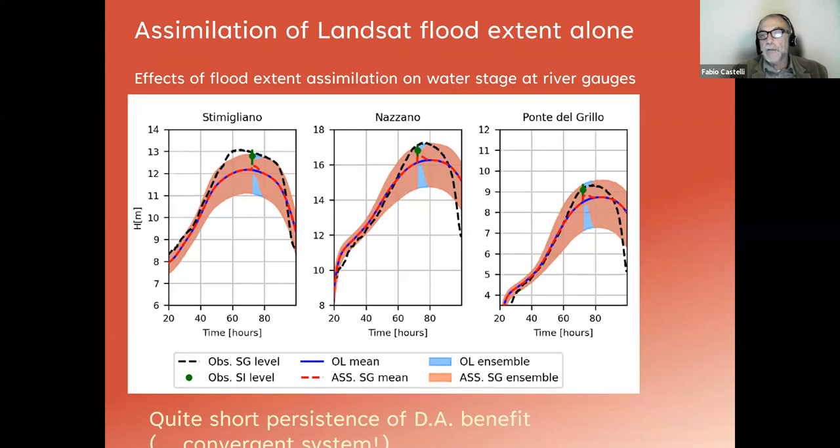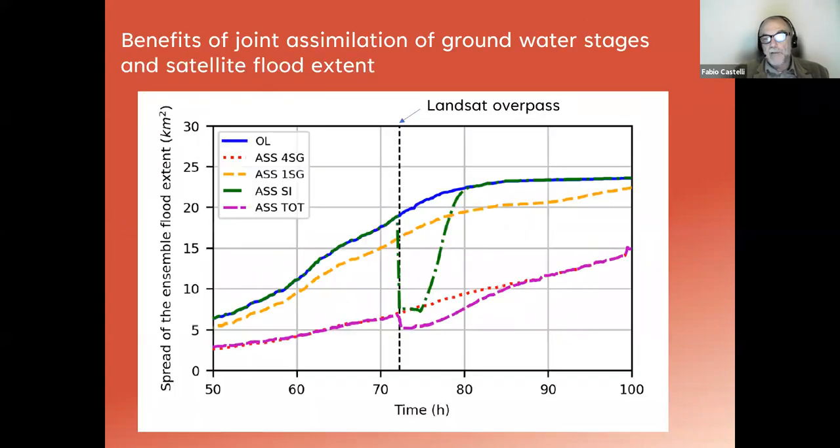And as I mentioned in the introduction, this is a typical convergence system. Here you have, in this pink color, the spread or the uncertainty in the estimation of the water at different locations, the ground truth and the open loop estimation. Then you have the estimation of the flood extent from the satellite. You have a sudden improvement in estimation and reduction of the uncertainty, but after only a few hours, you see, the system goes back to the initial uncertainty because of the little persistency in time of the update.